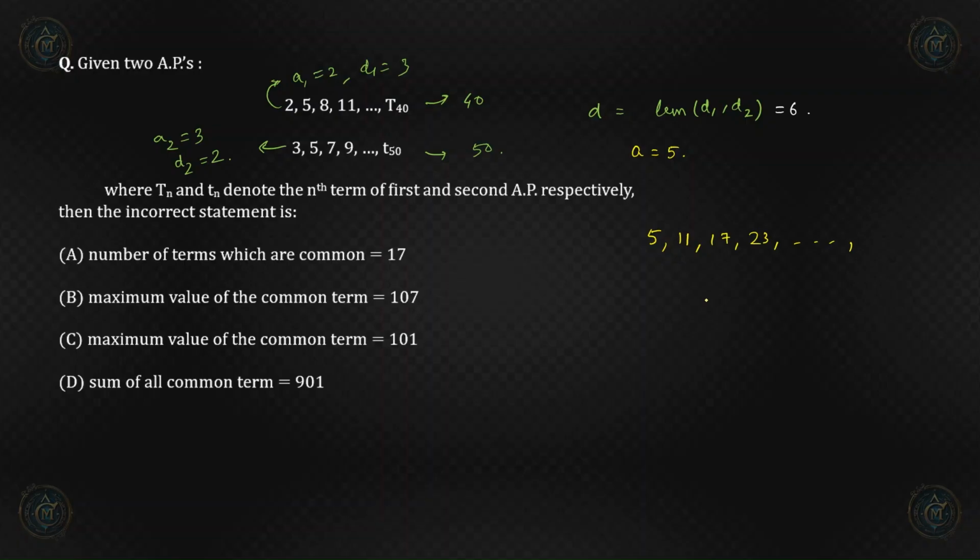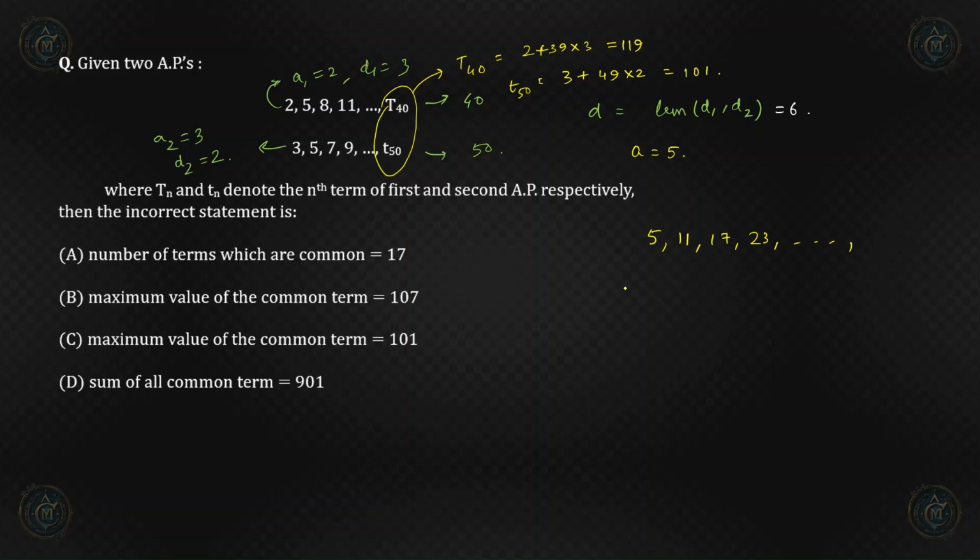Now up to how many terms? That is our question, right? So let us first calculate capital T40 and small t50. Okay. So let us calculate this. Capital T40 will be what? Capital T40 will be 2 plus 39 times 3. So 39 times 3 is, so this becomes 119, right? And this term T50 becomes 3 plus 49 times 2, that is 101, right?